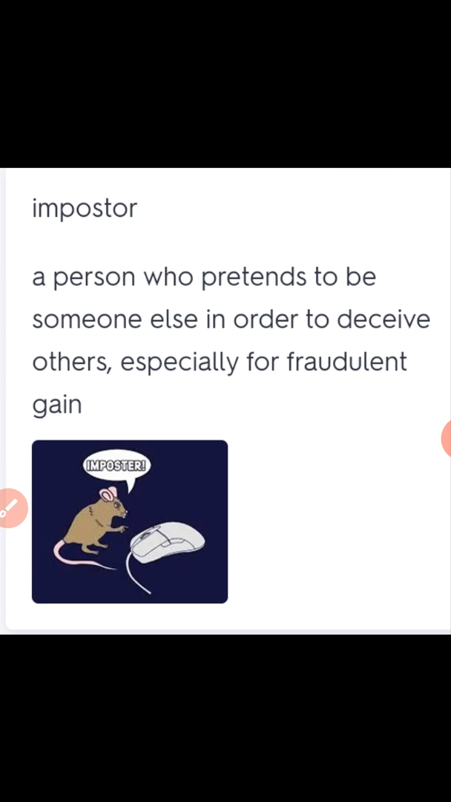What does it mean? A person who pretends to be someone else in order to deceive others, especially for fraudulent gain.